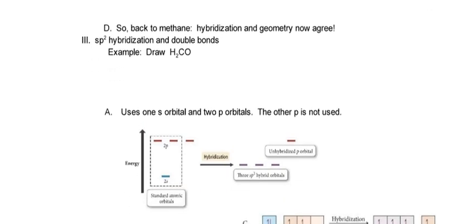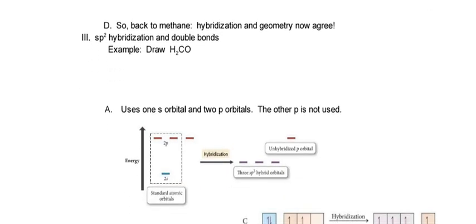So it says hybridization and geometry now agree. Let's look at sp2 hybridization and double bonds. What's going on here? So let's draw H2CO, and okay, let's do this. We have C, and we have an O, and we have an H, and we have an H. So what are our rules here? So let's count up all of our electrons. We have 2 for the hydrogens, and 4 for carbon, and 6 for oxygen, so 12 electrons. So 2, 4, 6, 8, 10, 12.